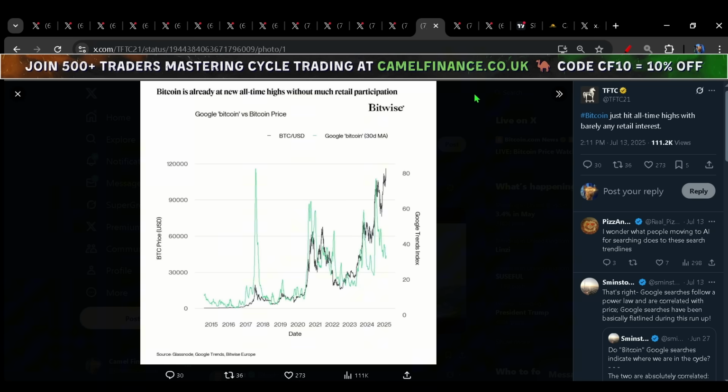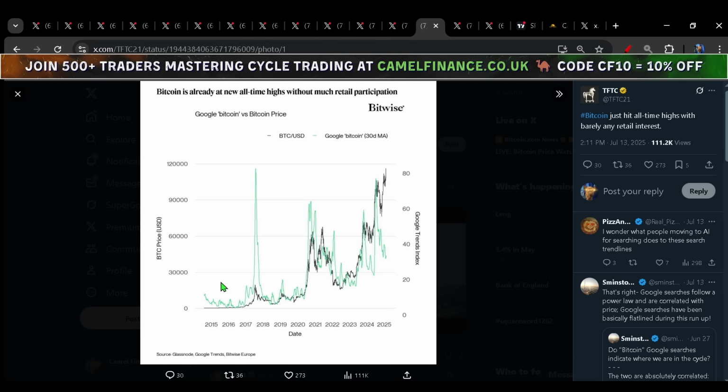The last couple of things I want to cover is I'm seeing some interest in divergences. And divergences can persist, and of course, we can have catch-up trades. We're not entirely sure which one's going to play out yet. But what we've got right now, objectively speaking, is in black, we've got the Bitcoin price. And in green, we've got the Google search term for Bitcoin, 30-day moving average.